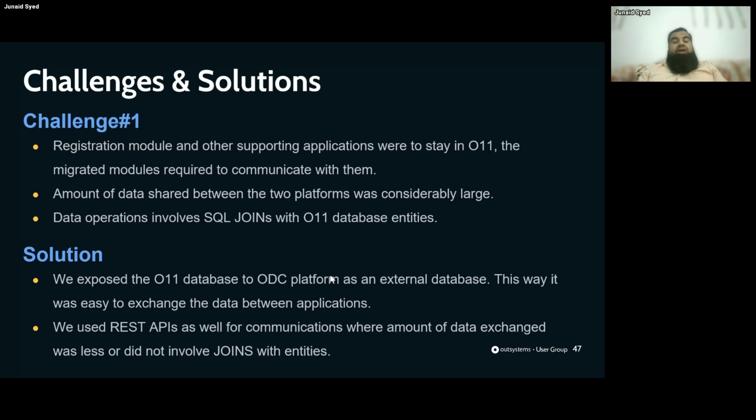we preferred to have the database connectivity, with the database shared between the two frameworks. And then for certain cases where the data exchange was not about a lot of data and it did not involve entities, a lot of joins and things, we managed it through the REST APIs.